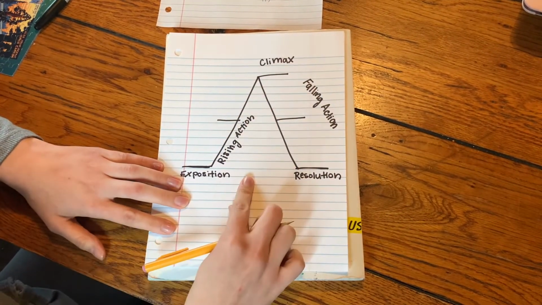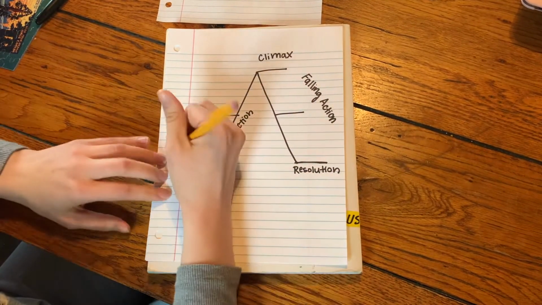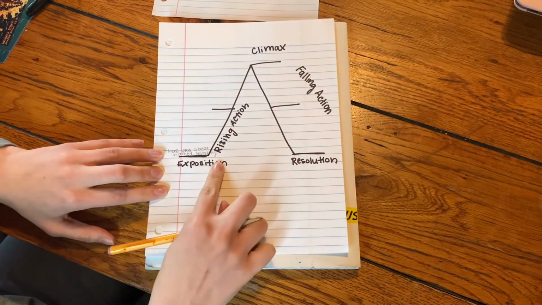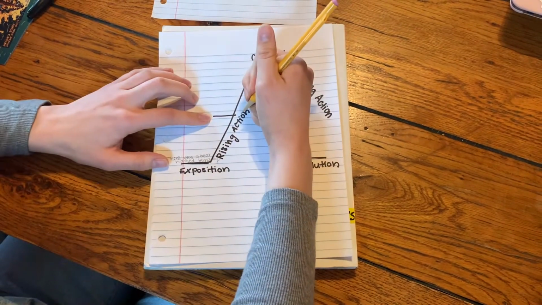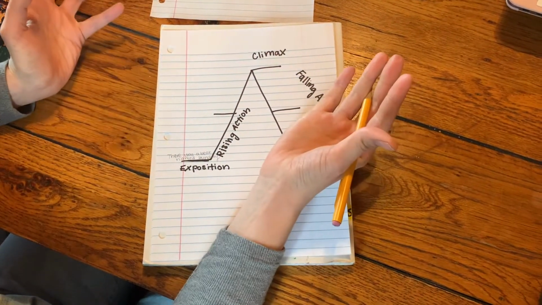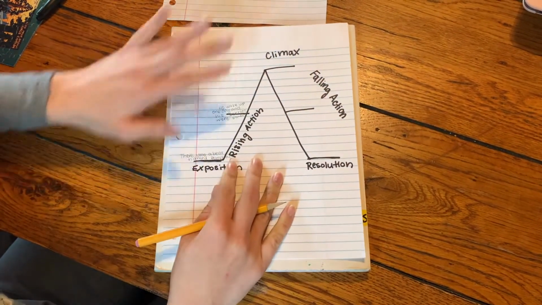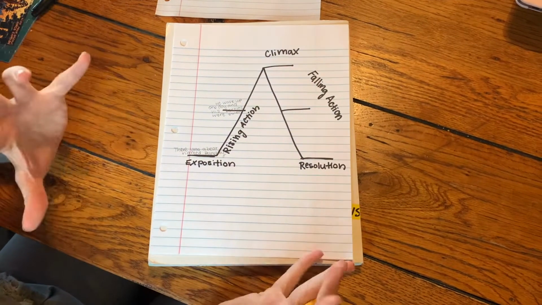So exposition, there was a bear named Humphrey. So you got to tell everyone like the beginning of it. So there was a bear named Humphrey. The rising action, well, what happened next? He woke up one day and all of his berries were stolen. And don't worry, this doesn't have to look perfect. This is for our rough draft.